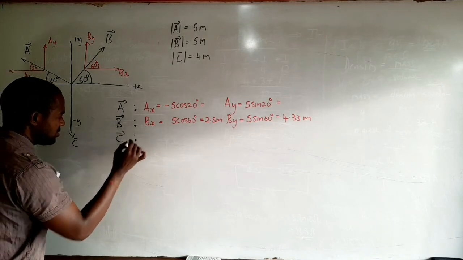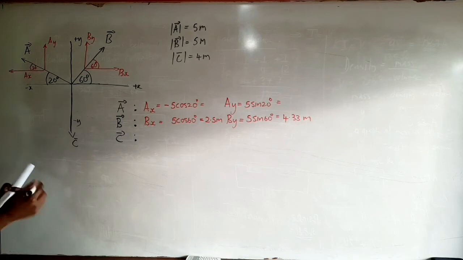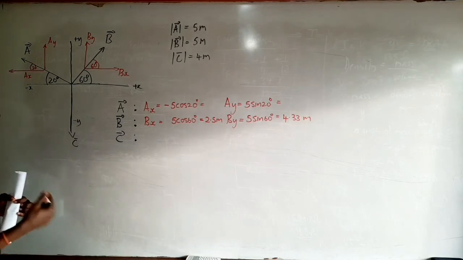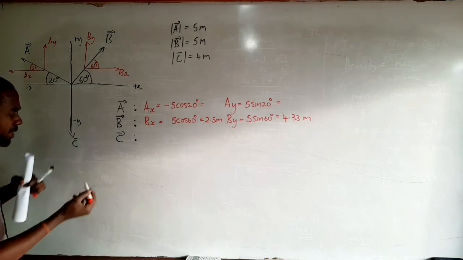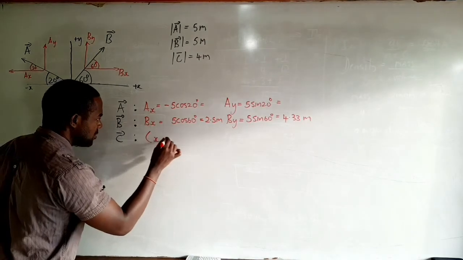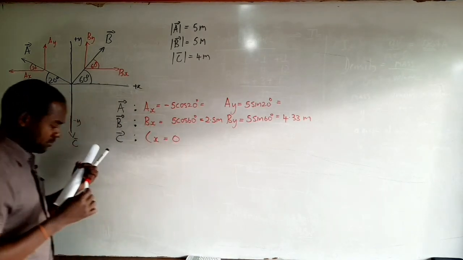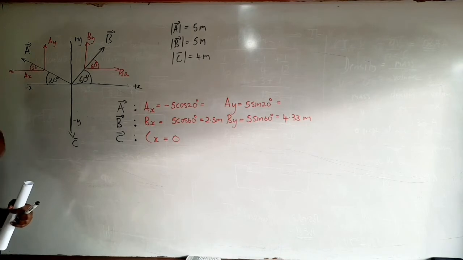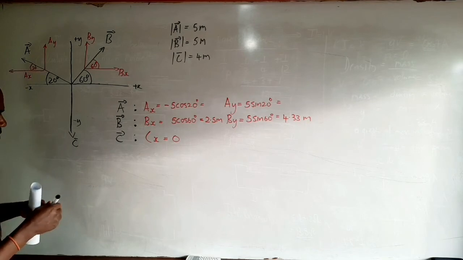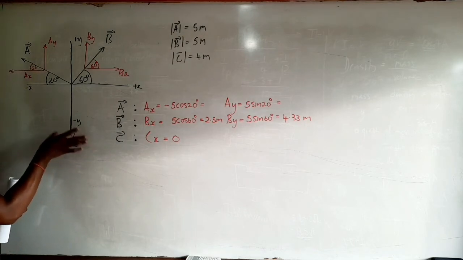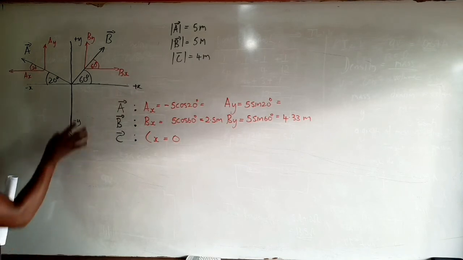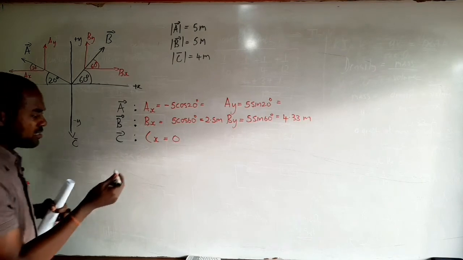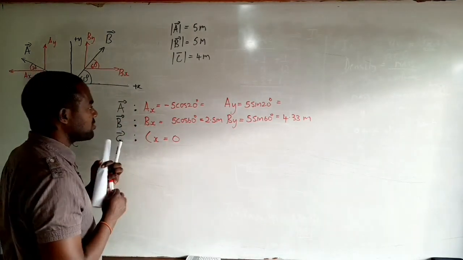Now vector C is acting vertically along the negative y-axis, and it will therefore have no x component. For completeness, we just write Cx equals 0, right? So a vector can have no component in a perpendicular direction to which it is acting. So Cx equals 0, and of course its y component is the exact magnitude of the vector since it's acting in that direction. But of course it's in the negative y direction, and so we say that Cy equals minus 4 meters.